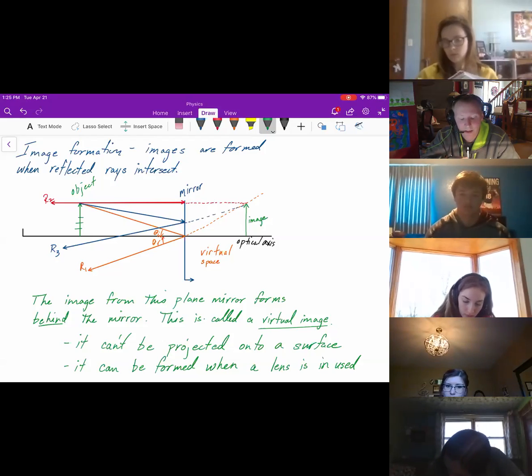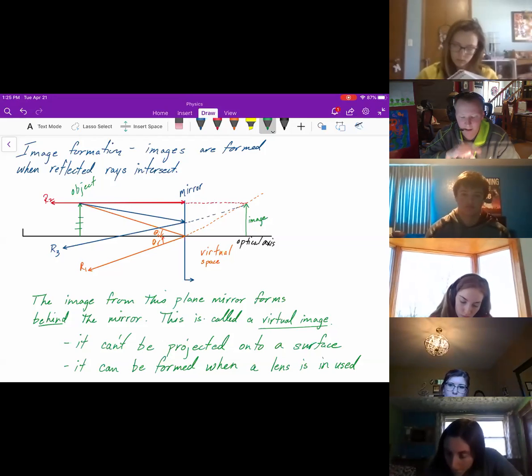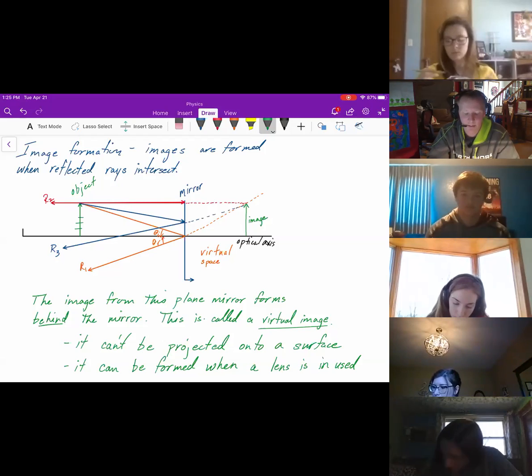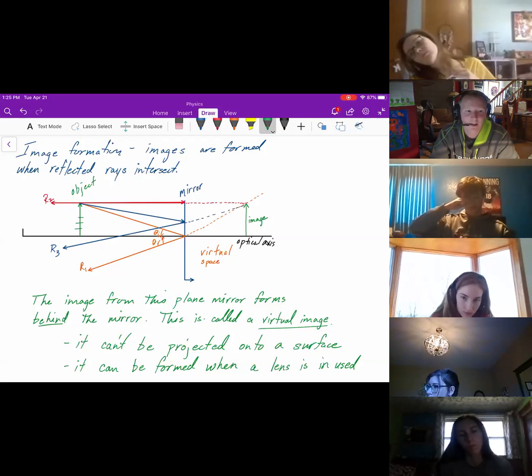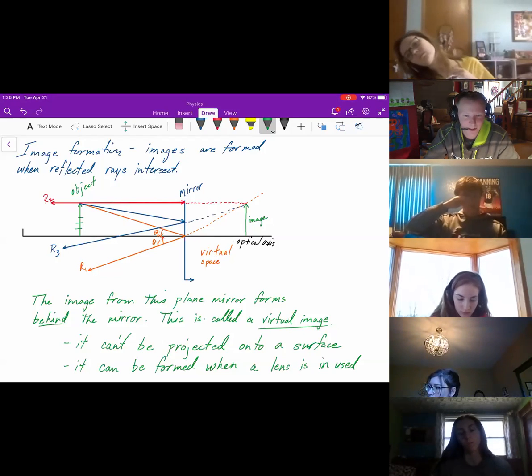I didn't do a very good job measurement-wise here. You'll see this better in the homework, but there is a relationship between the distance from the mirror to the object and the mirror to the image with all of these as well, and that'll become more apparent with careful measurement, and we'll talk about that again in the future.